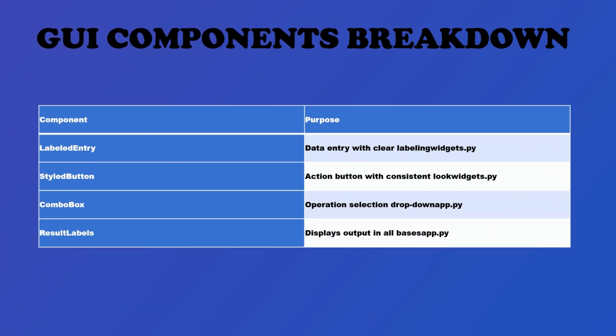For the GUI, we use entry fields for input, radio buttons or drop-downs for selecting operations, and a result display frame. All colors, fonts, and spacing are defined in a separate styles.py file, so the application looks neat and uniform.